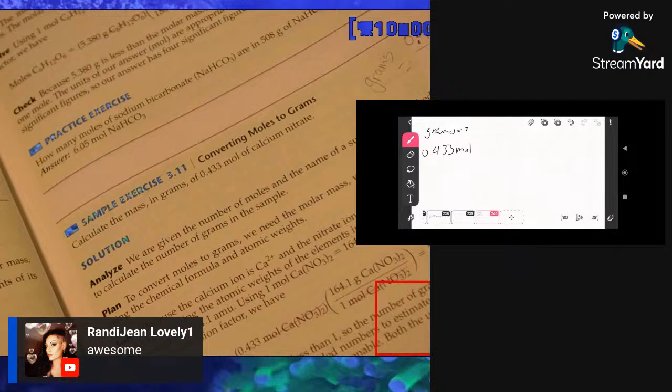First, we got to find out how calcium nitrate looks. So calcium nitrate is Ca(NO3)2. All right. So that's calcium nitrate. All right. So we got 1 mole of calcium nitrate.